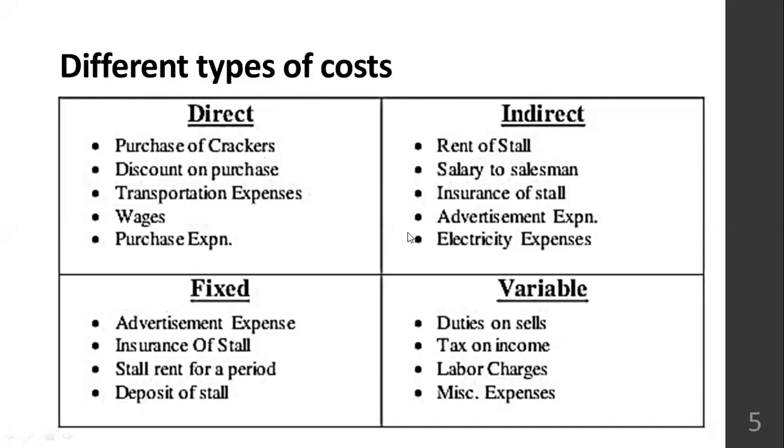Then you have fixed cost, fixed expenses. Advertisement expense, insurance of stall, rent, small deposits that you make. Those are fixed cost. They do not vary. Every month you have to pay. For example, rent. Every month you know the rent what you are going to pay. EMIs also come under fixed cost. Variable cost: duties that you put on sales, tax, labor charges, miscellaneous expenses. They're variable. Every month you have variable cost, but you do not know how much you will pay. Every month it is a different scenario. That is variable cost.